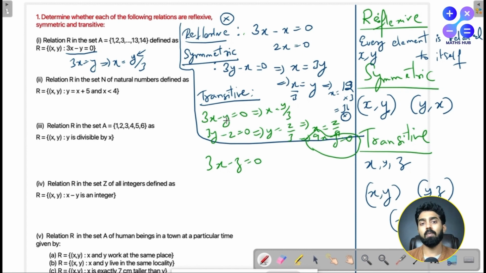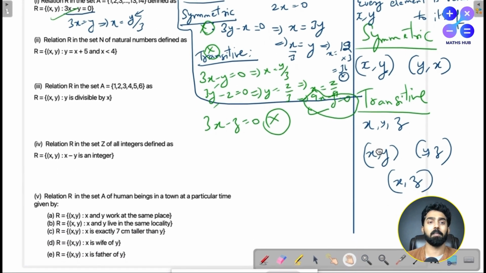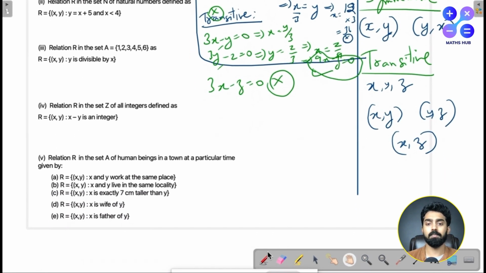So if x and y are put in the same value and y and z are put in the same value, then x and z would also need to be in the same value. But if you add these two, you get 9x minus z is 0, which does not satisfy 3x minus z. So this is not transitive either. So it is neither reflexive, neither symmetric, neither transitive. All three don't apply to this relation. I know it's a lot, but let's keep going. Let's take the second one.